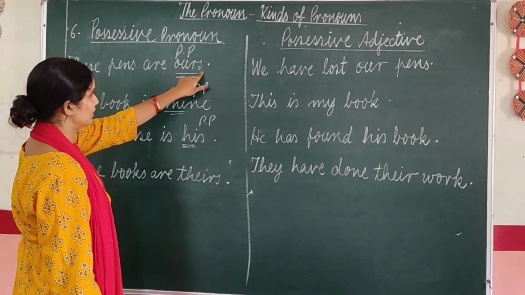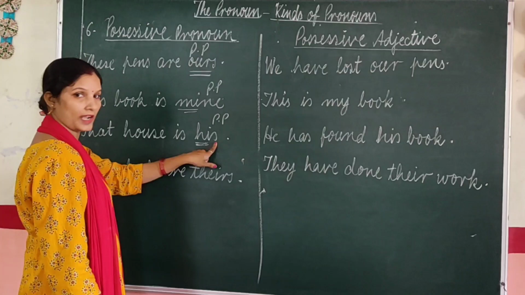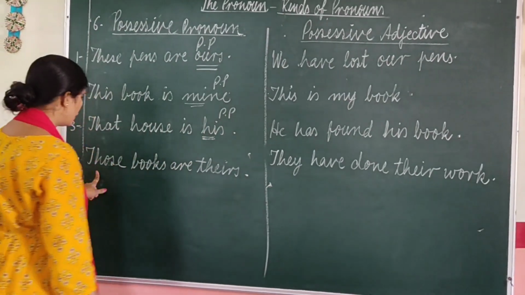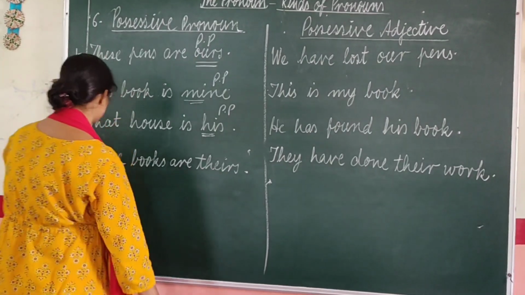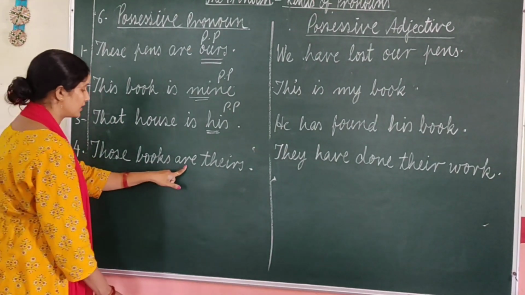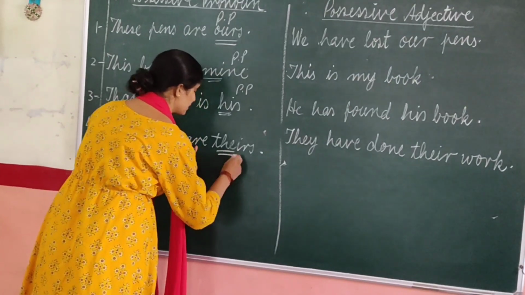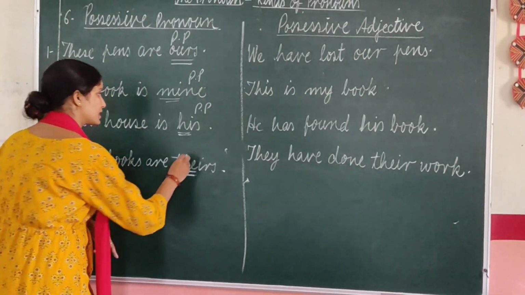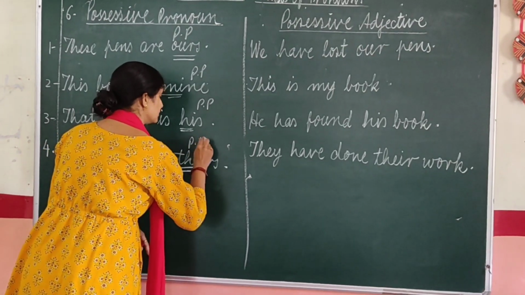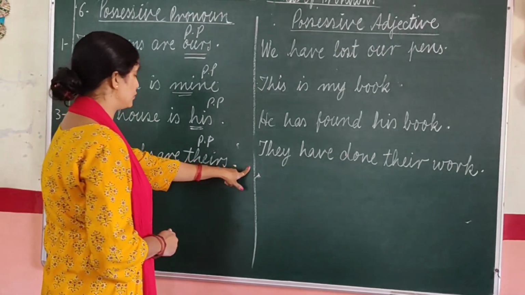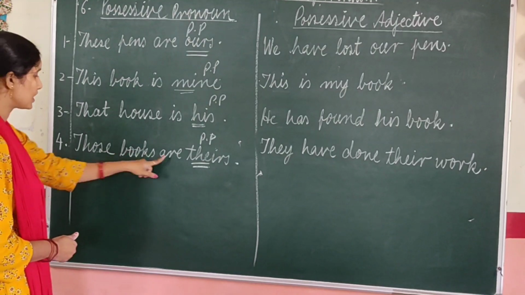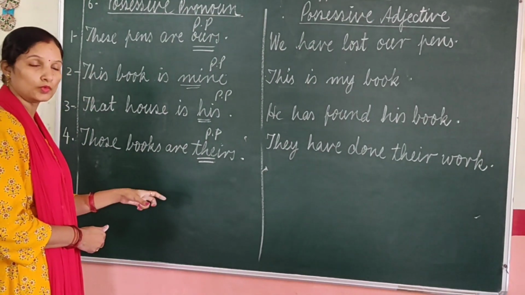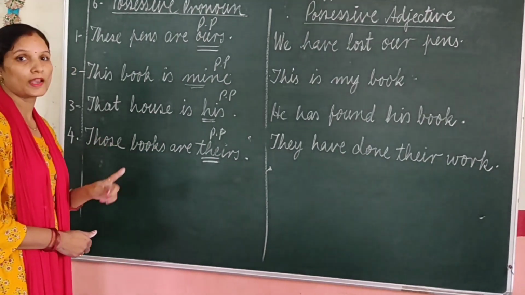And here we have added s, but here we will not add s. Double s is not needed here. Those books are theirs. Here also theirs shows possession. This is possessive pronoun because it is not followed by noun. But we can say those are their books. So here their is followed by noun. So it is possessive adjective.